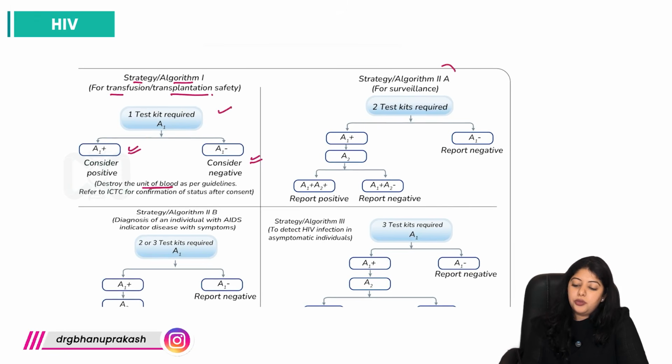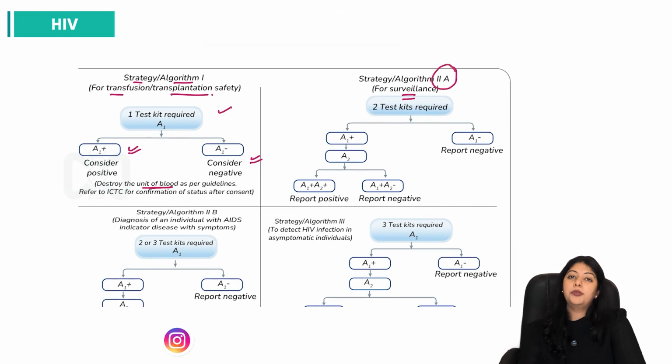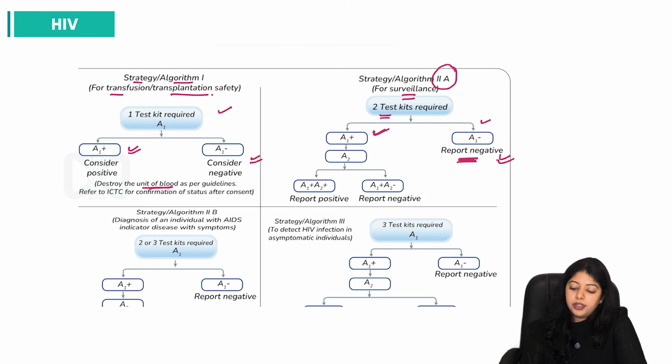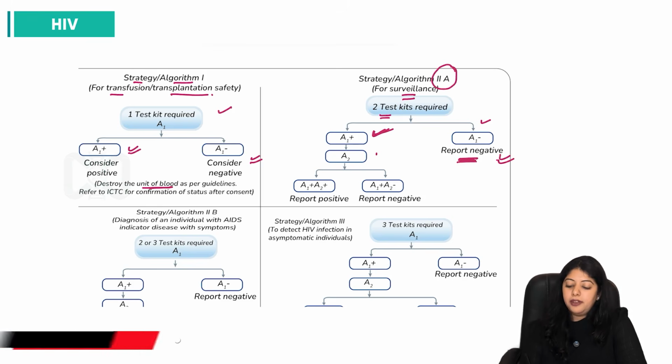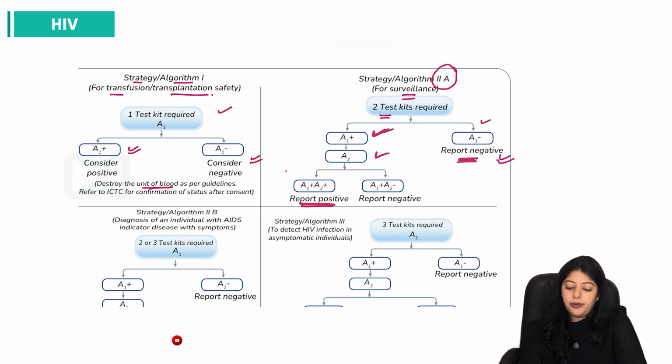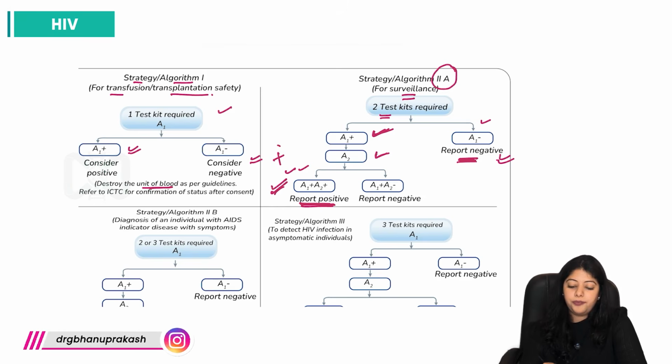Then comes strategy 2A, which is done for surveillance purposes, right? So 2 tests are being used, 2 kits. We first do test 1 and then test 2. If the first comes out to be negative, we are going to report it as a negative result. Whereas if the first test is coming out to be positive, then we'll confirm it, we'll again do it with the help of a second kit, which is going to have a different principle. So if both of these come out to be positive, A1 and A2, they both show a positive result, then we are going to report it as positive.